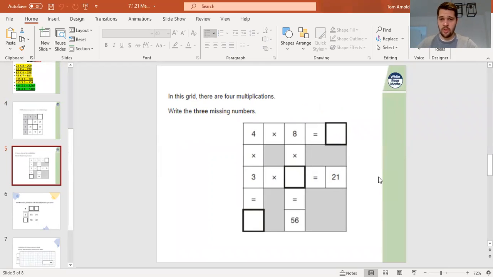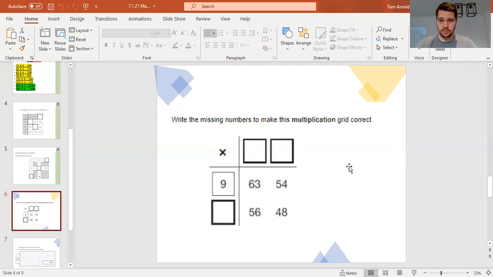Your second question, quite similar. This is almost like a bit of a crossword. 4 multiplied by 8 equals, 8 multiplied by something equals 56. But 3 multiplied by that same number there equals 21. And then 4 times 3 equals.